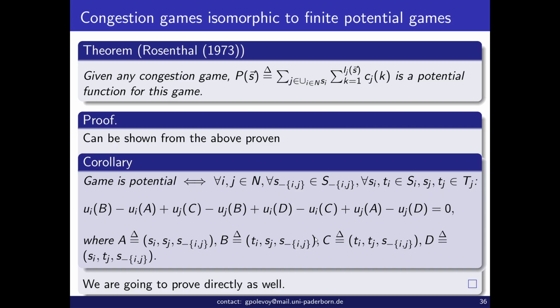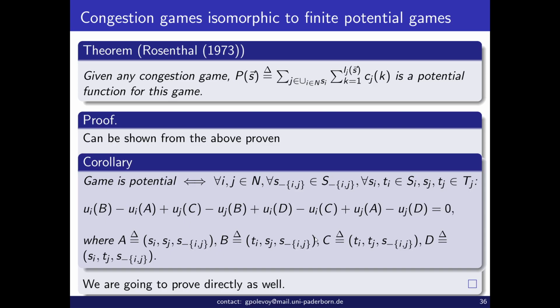So one direction was proven by Rosenthal in '73, the person who I think introduced this notion of potential games. At least he was either the first or one of the first to introduce this notion. And the second direction, that every finite potential game can be expressed as a congestion game, is a bit longer. It is a theorem by Monderer and Shapley from '96.